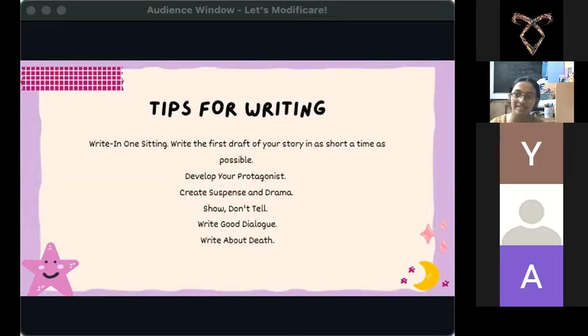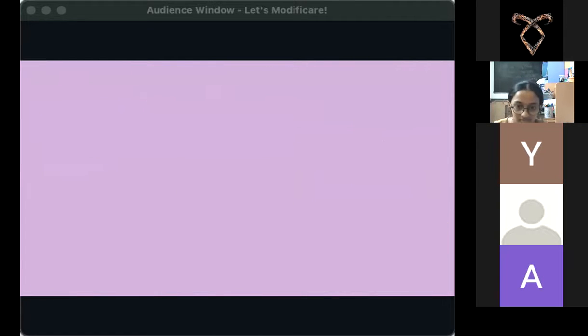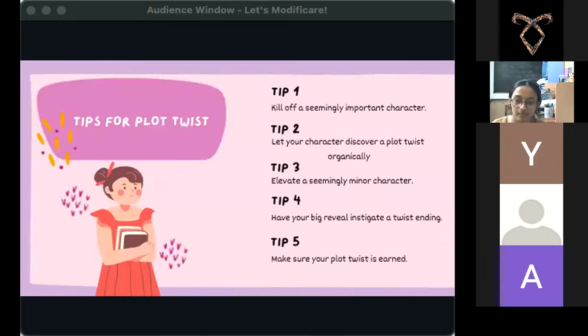And the main thing is you have to write good dialogues, and there should be some emotional scenes, like either a death or a marriage or wedding, so that it'll be more fun to read the story that way. And so these are the tips for a plot twist.